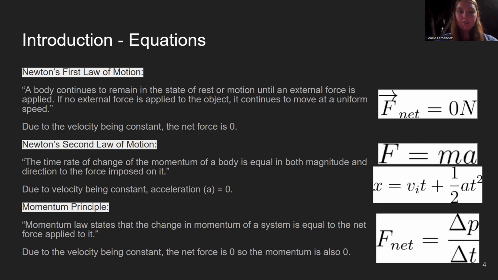The second law of motion states that the time rate of change of the momentum of a body is equal in both magnitude and direction to the force imposed on it. Therefore, we are able to produce the position update formula used by GlowScript to predict the change of the object. Lastly, the momentum principle states that the change in momentum of a system is equal to the net force applied to it, so the momentum change is zero.